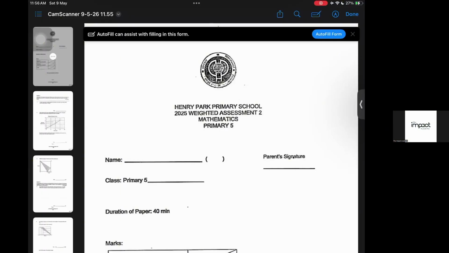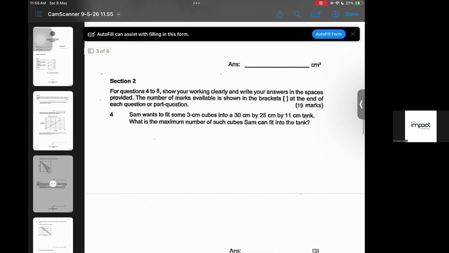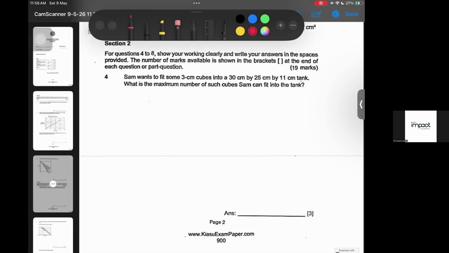Good morning, everybody. Today we are looking at what we call P5 Henry Park WA2. Okay, without any further ado, let me get right into it. Now, question number 4.